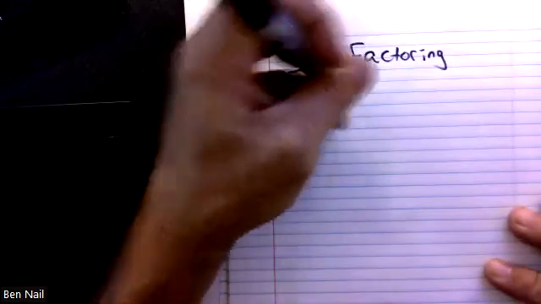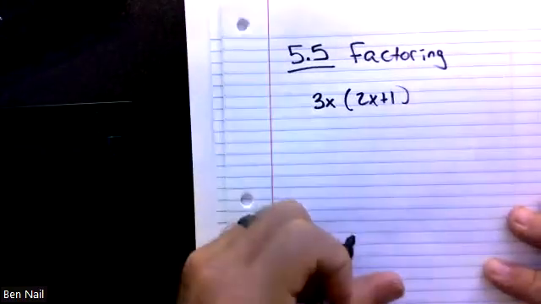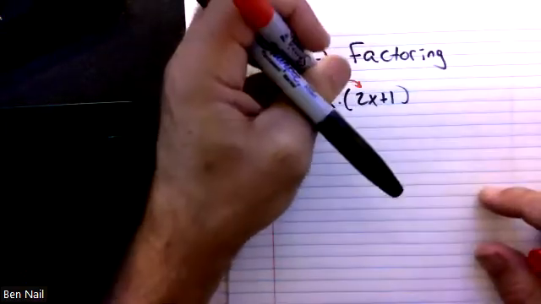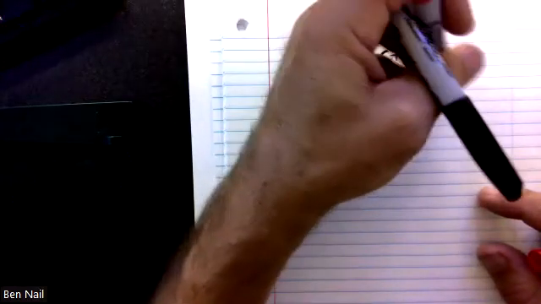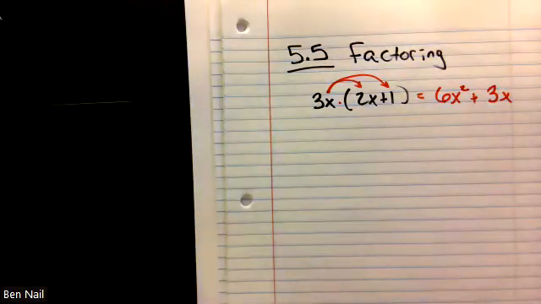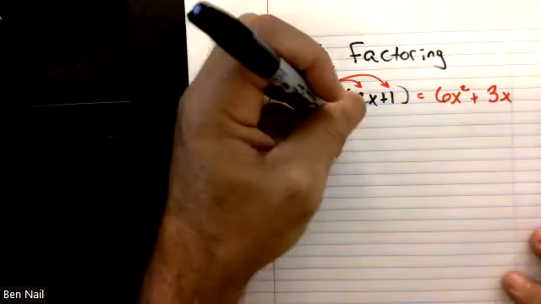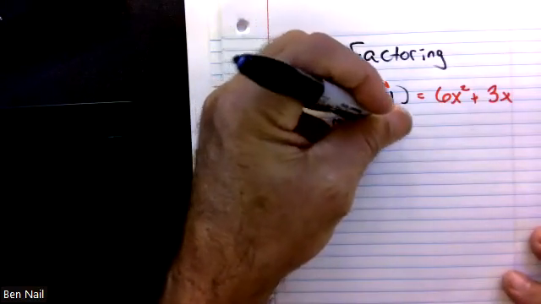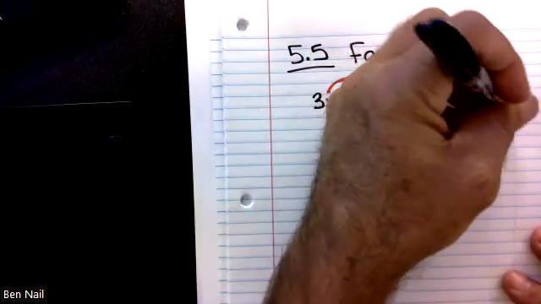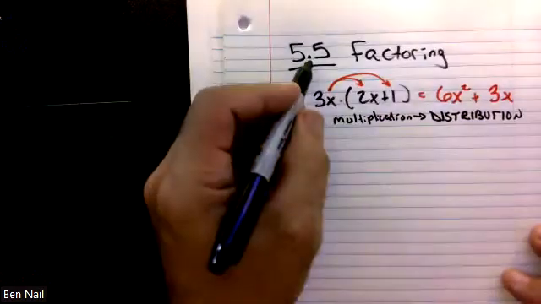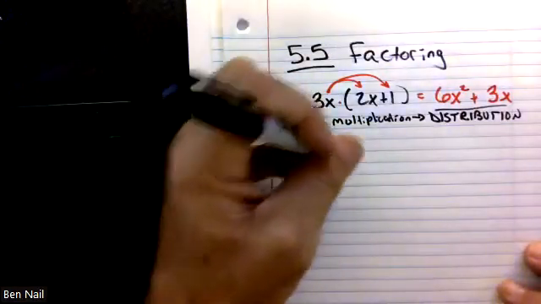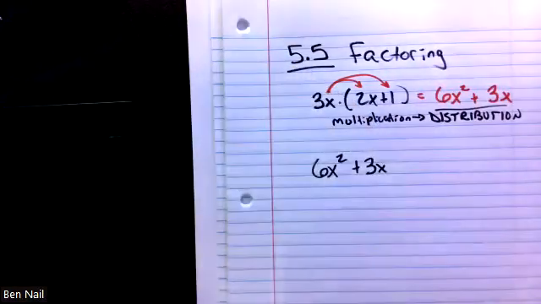So if I told you to take 3x times 2x plus 1, okay, again, multiplication equals distribution. So that would equal 6x squared plus 3x. So again, multiplication is distribution. Okay, 5.5 is factoring. It's going to be doing the exact opposite. So you're going to start with that 6x squared plus 3x.